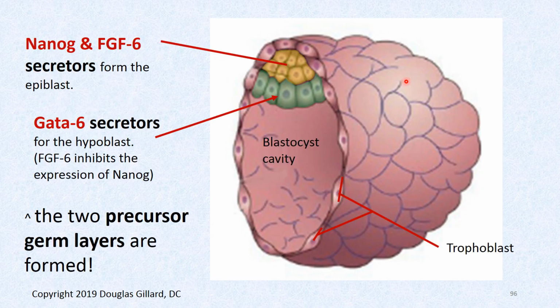So a few hours go by, and now, did I make those colors wrong, didn't I? Hypoblast should be yellow. I should have made that yellow down here, but sorry about that. But the GATA6 secreting cells form the hypoblast, and the epiblast is formed by FGF4 secreting and nanog secreting cells. Got it? This is a really important concept here, because now we have an inner cell mass that is two-layered. We have our epiblast and we have our hypoblast.